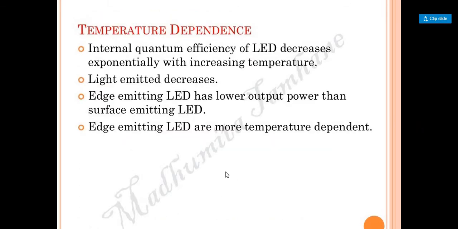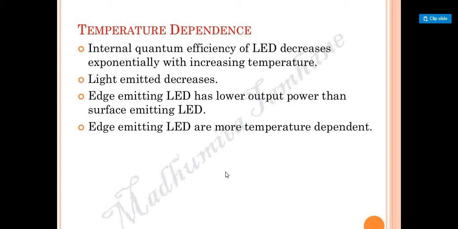The temperature dependence of light emitting diodes: the internal quantum efficiency of an LED decreases exponentially. We know, right? Whenever we take any kind of LED, it is always taking the internal quantum efficiency. Whatever quantum efficiency we have, that value can always decrease in terms of exponential factors. So with increasing temperature, we are adding the temperature.